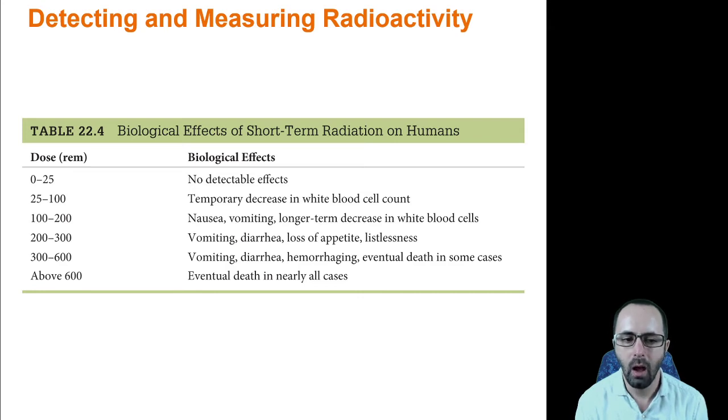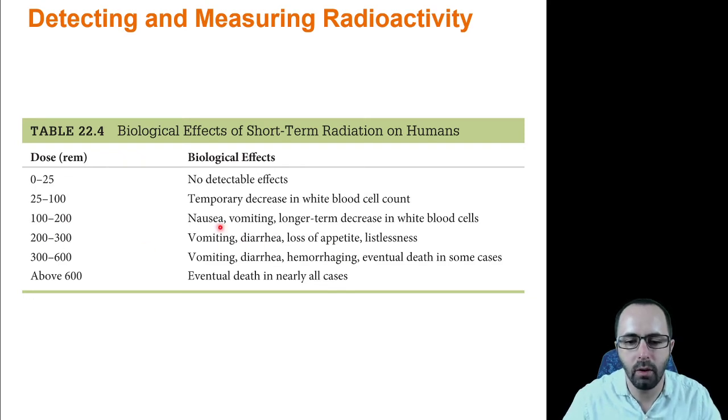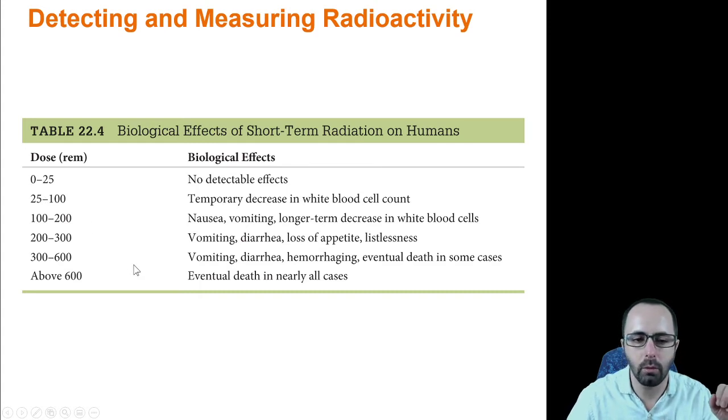Higher than 25 rems will have some noticeable effects. Higher than 100 to 200 will be nausea, vomiting, as you can see here. Higher than 200 to 300, you're getting very serious effects. 300 or more is the range in which you could die, and above 600 is certain death for radiation exposure. But it's important to note that we're always exposed to radiation. There's radioactive material all around. That's just part of the world. But unless it's a very high dose, it's not a big deal.